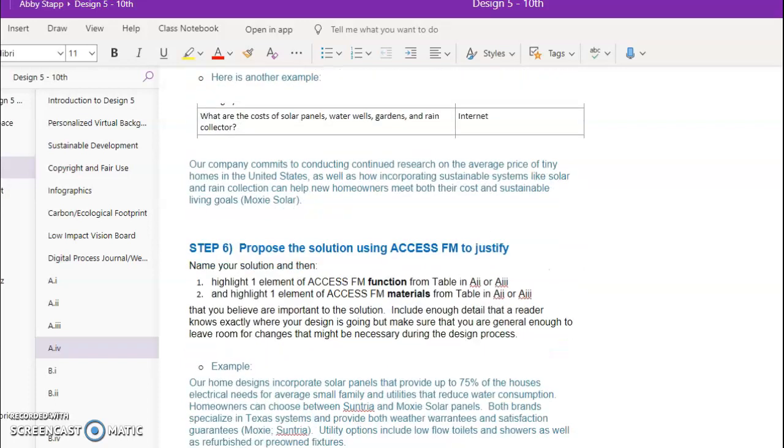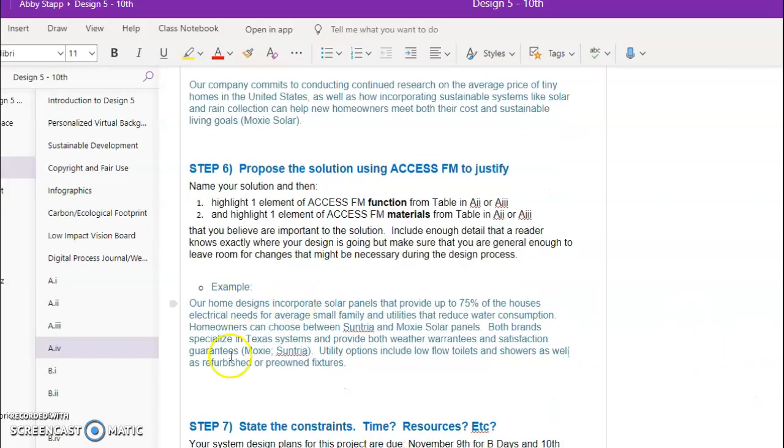Okay. So step 6, propose the solution using Access FM to justify. So name your solution and then highlight one element of Access FM function and one element of Access FM materials, okay? So you will go in there and look at a couple that you think are important to this solution. I've given you an example here below and how I do that in text citation.